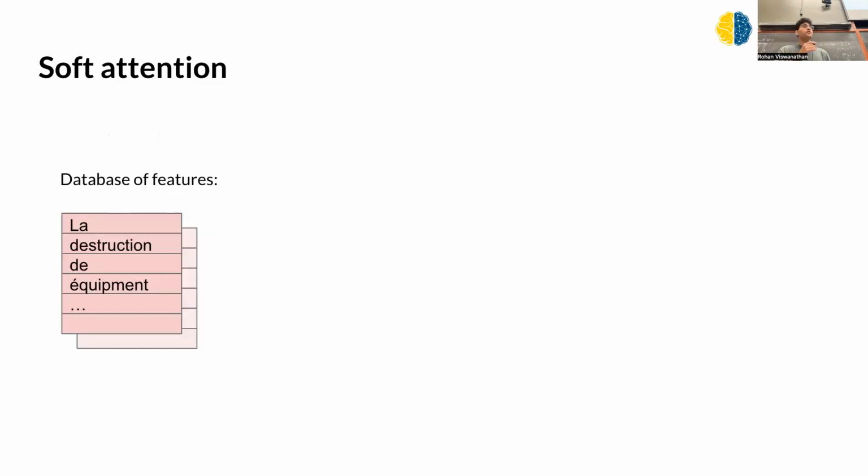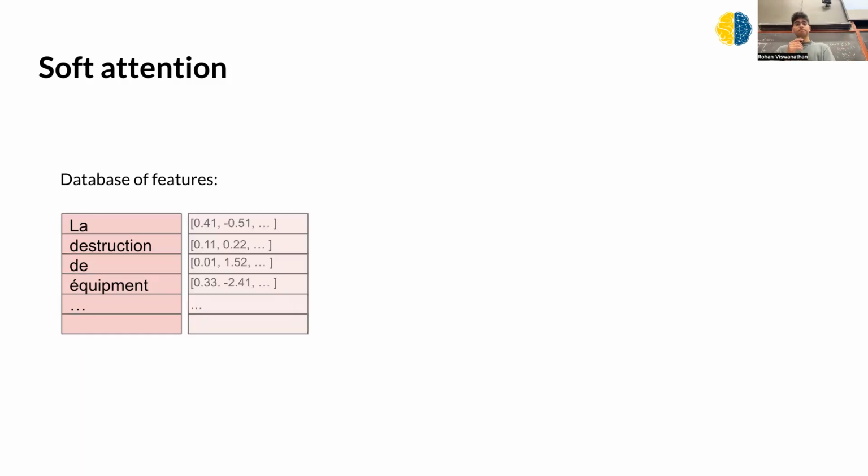We have our database of features, right? This is our initial French sentence. You can think of it as our initial vocabulary. And we want to find a way to intelligently reference certain parts of this sentence to make our final decision.